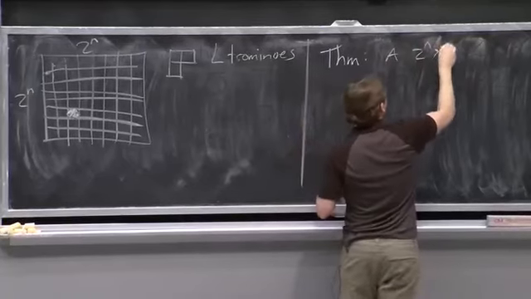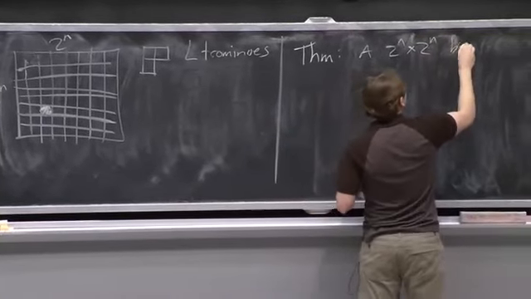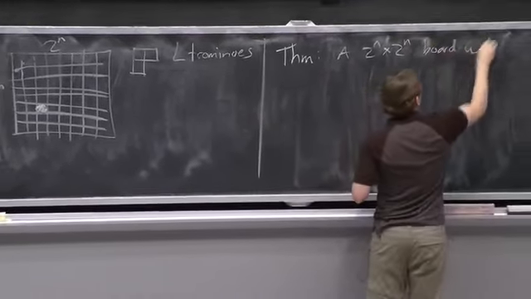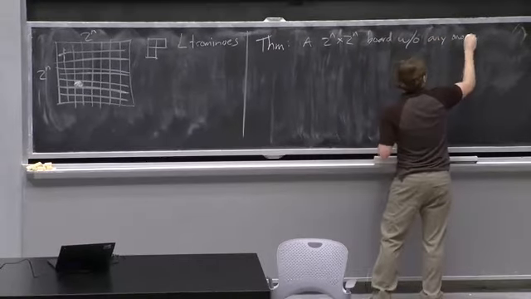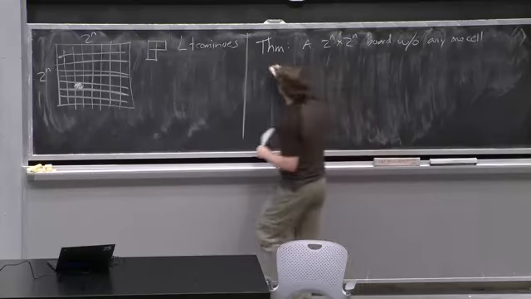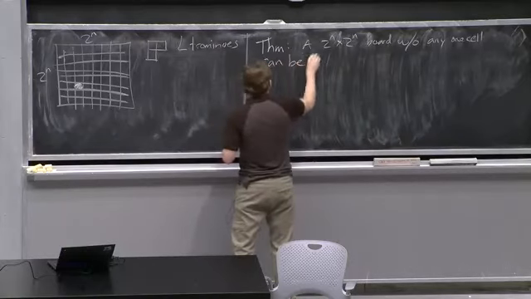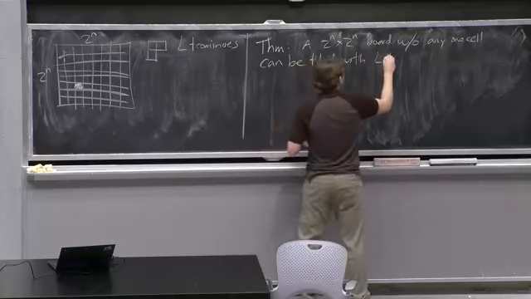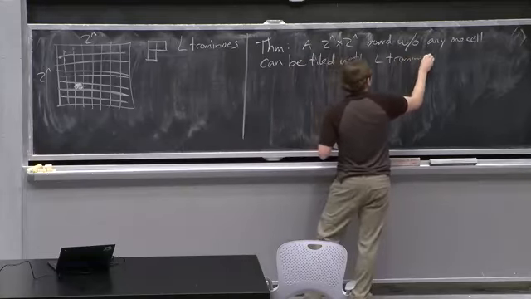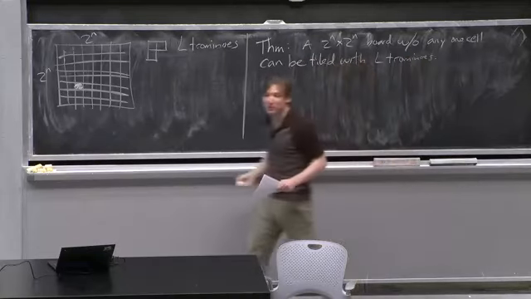A 2 to the n by 2 to the n board without one cell, without any one cell, can be tiled with L-trominos. So that's what we're supposed to prove.